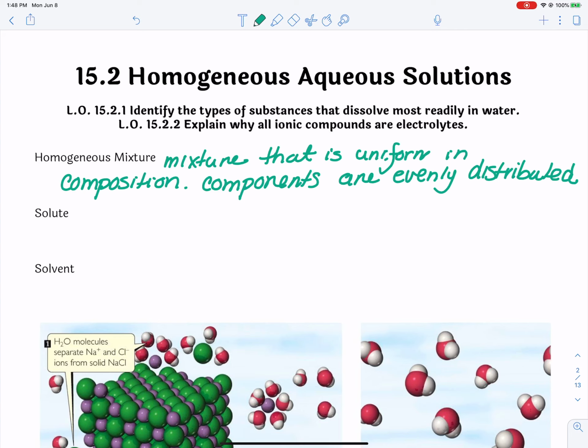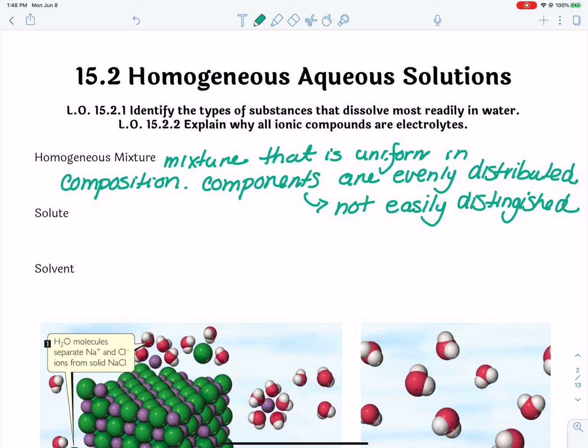And often what this means is that those components are also not easily distinguished. If I think of that saltwater example, when you look at saltwater, you can't actually see the salt in it. Salt water looks exactly the same as sugar water, right? Because those particles are very small, they're evenly distributed, they're not easily distinguished.